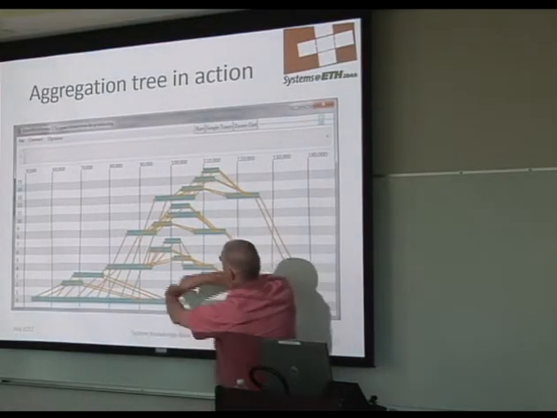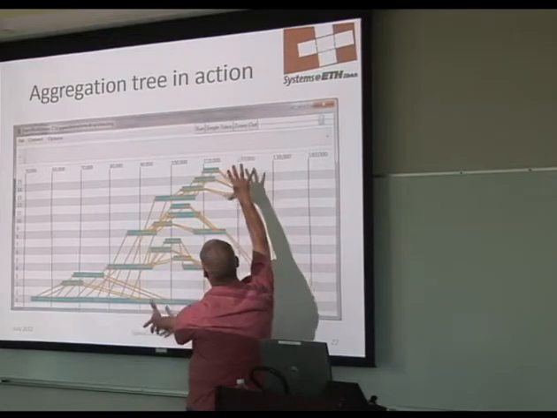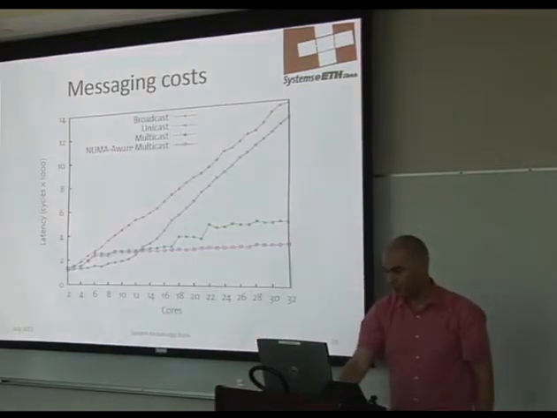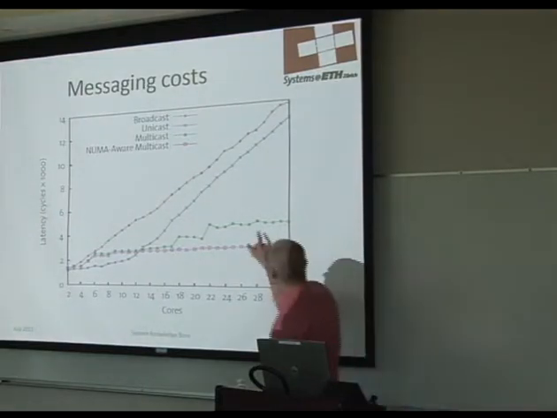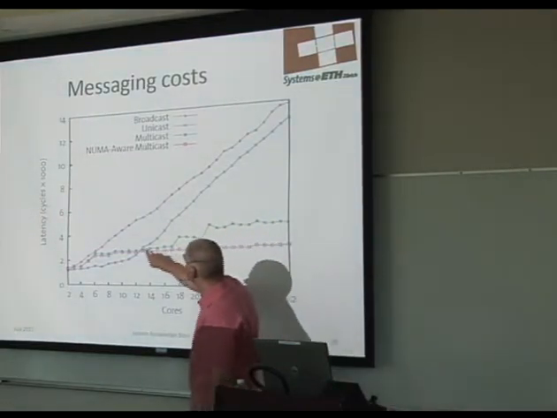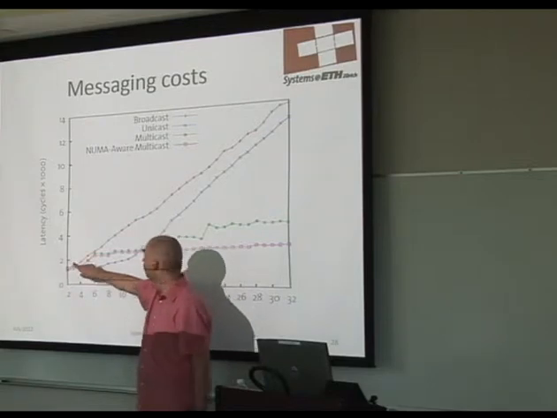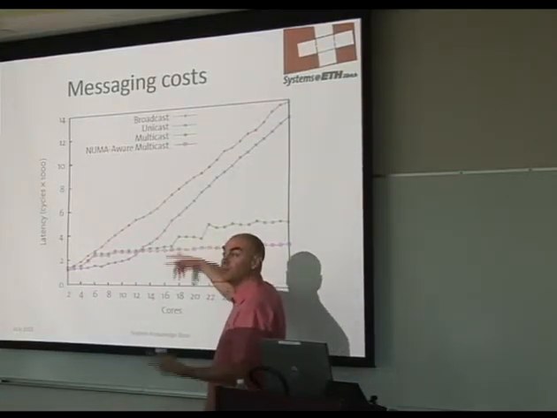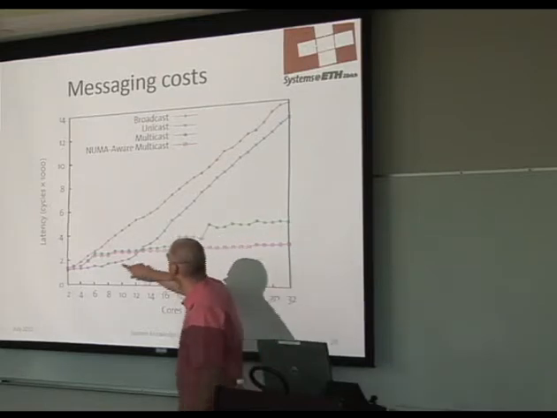You get this very characteristic aggregation tree, and then everything comes back to the sending core here. And this works really well. So here's the straightforward, two-level multicast tree. It goes here, and you can see the steps where you have another package to go to, another socket you have to go to.